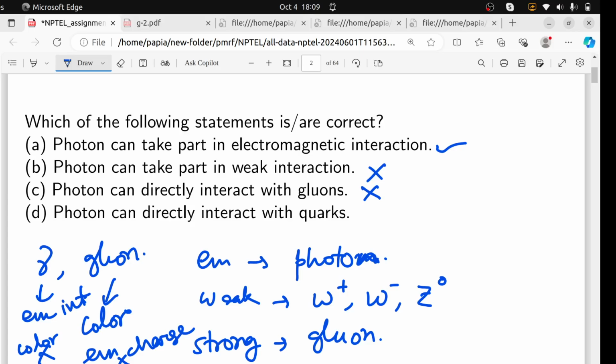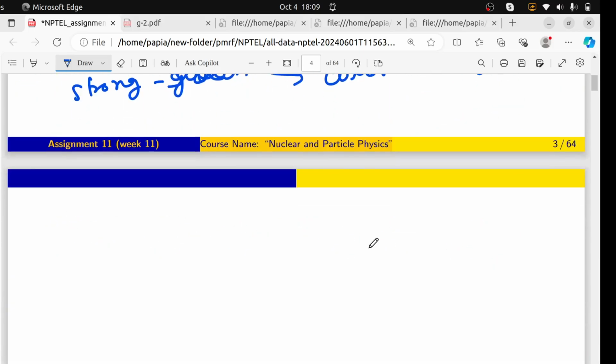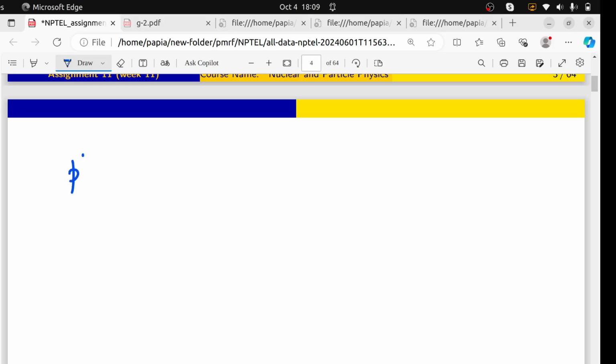Now come to the fourth option. Photon can directly interact with quarks. Now, as I told, photon is the mediator for EM interaction. Any particle other than photon that wants to participate in EM interaction should have electromagnetic charge.